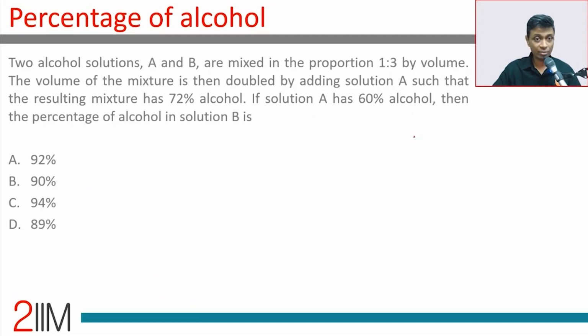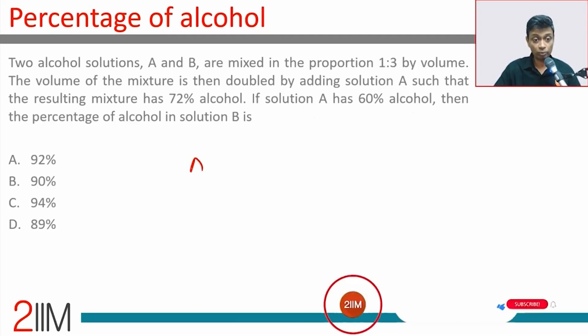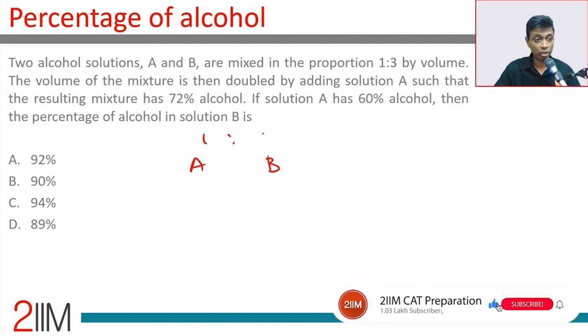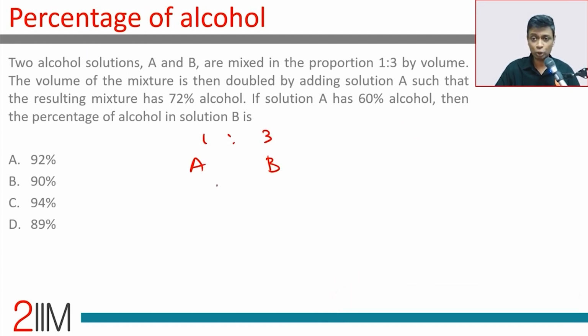Two alcohol solutions A and B are mixed in the proportion 1:3 by volume. A and B 1:3. The volume of the mixture is then doubled by adding solution A such that the resulting mixture has 72% alcohol. So 1 unit of A, 3 units of B, amounting to 4 units of total. The volume is doubled. That means you're adding 4 total units. This is all A. The final mixture has A to B in the ratio 5:3. 1:3 gives us 4 total units. You're adding 4 more units of A.